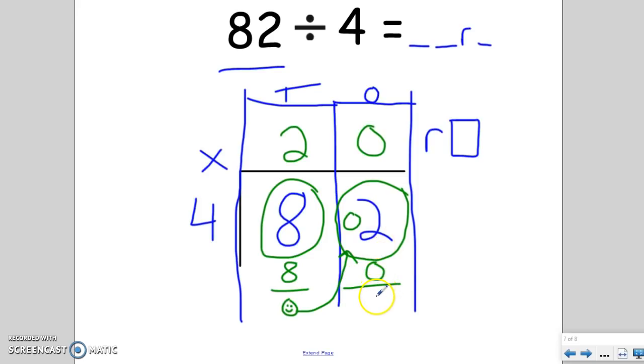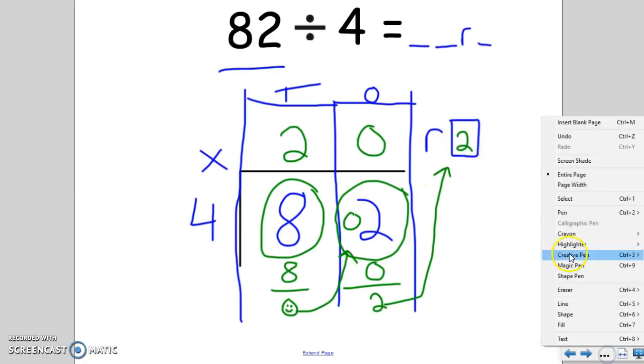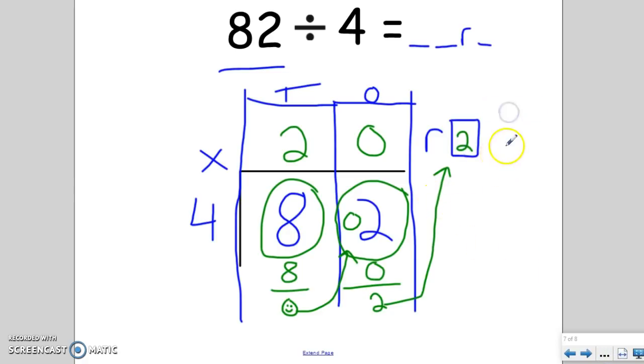How far away am I from my target? I'm 2 away. I know that because starting at 0, counting up to 2: 0, 1, 2. And 2 plus 0 is 2. I'm going to take that leftover amount and it's going to come up. The only place to put it is my remainder. So now I'm going to go ahead and check my answer, that's kind of what we're focusing on here.